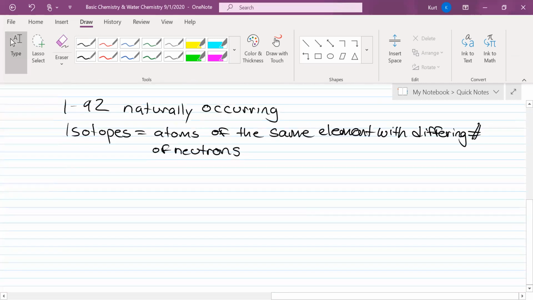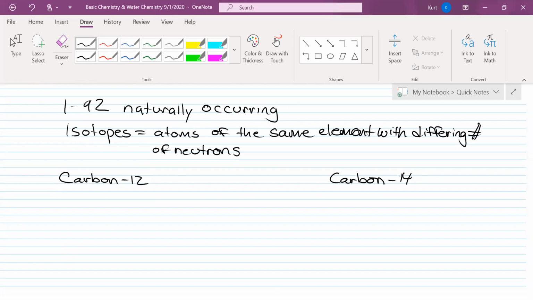So I'm going to break it down for you. One of the most popular isotopes that we have out there, carbon-12 versus carbon-14. Now, if you look at a periodic table, carbon has an atomic number of 6, and it has a mass number of about 12. So within the nucleus of a carbon atom, you have about 6 protons. That's the atomic number. You have 6 neutrons. The atomic mass number is protons plus neutrons. So 6 plus 6 is 12.